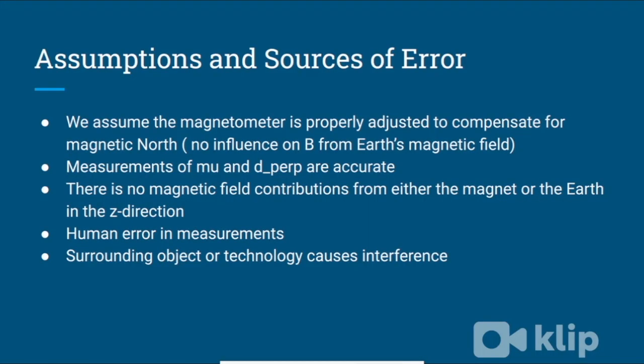Some assumptions and the sources of error. Some of these are repeated, but to put them all together, we assume that the magnetometer is properly adjusted to compensate for magnetic north, so there's no influence on B from Earth's magnetic field. Measurements of mu and dperp are accurate. There are no magnetic field contributions from either the magnet or the Earth in the z direction. We always have some human errors in measurements, and we're also assuming surrounding objects or technologies could cause interference, and we're assuming that didn't happen.